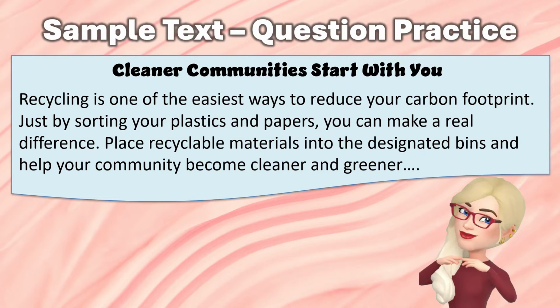Now let's look at some sample texts to help us practice similar questions to those that you will get in your Functional Skills Level 2 reading exam. So here we have a text with the title, Cleaner Communities Start With You. Recycling is one of the easiest ways to reduce your carbon footprint. Just by sorting your plastics and papers, you can make a real difference. Place recyclable materials into the designated bins and help your community become cleaner and greener.